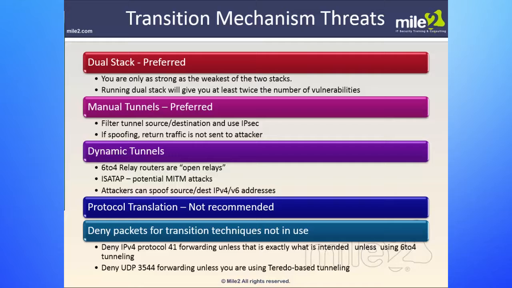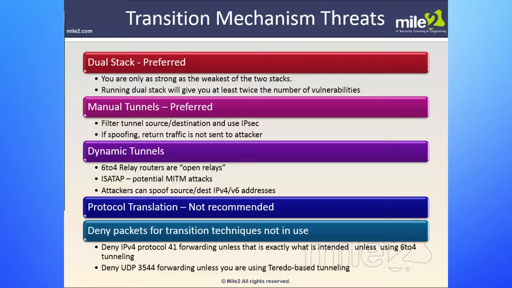We have dynamic tunnels. So 6-to-4 relay routers are open relays. And this is basically we're saying from V6 to V4. We also have what's called ISATAP, your intra-site automatic tunnel addressing protocol. And it's basically an IPv6 transition mechanism, meant to transmit IPv6 packets between dual stack nodes on top of an IPv4 network. So we have potential man-in-the-middle attacks there. The attackers can spoof the source and destination of your IPv4 and IPv6 addresses.